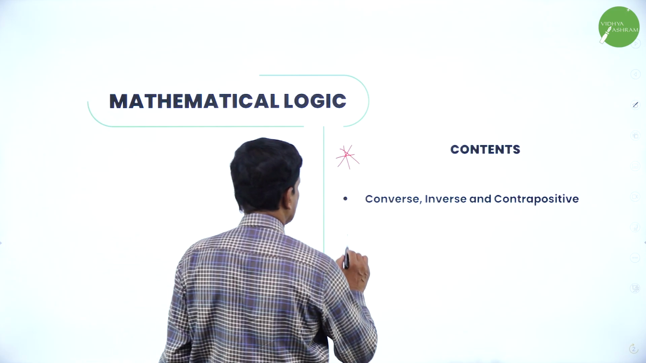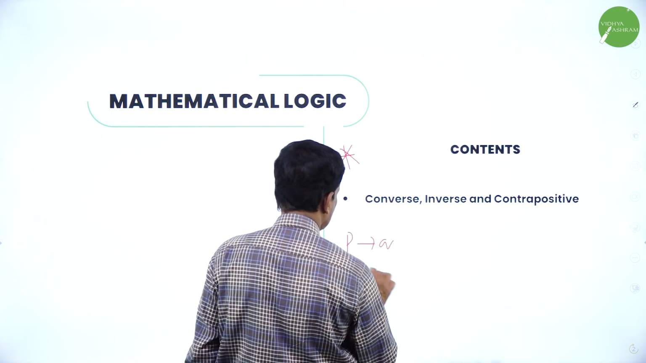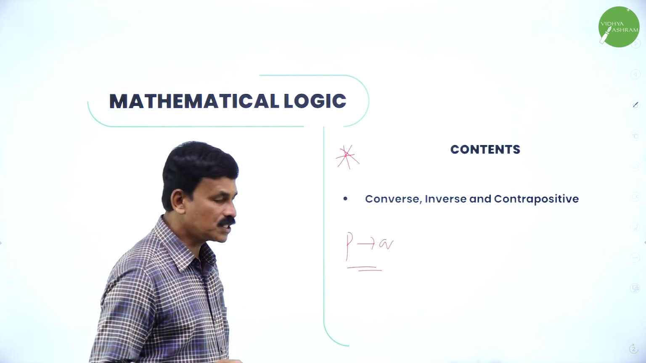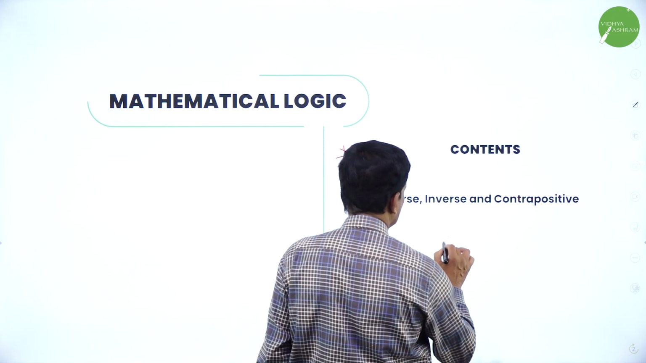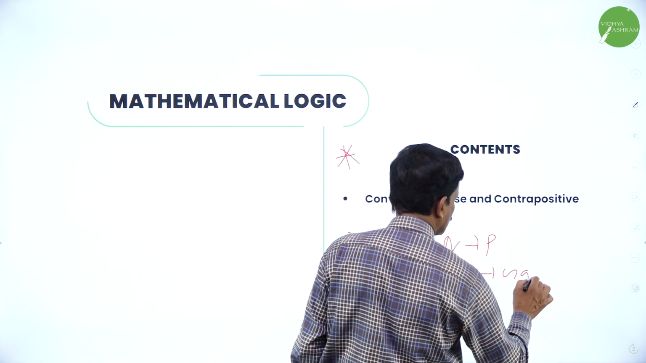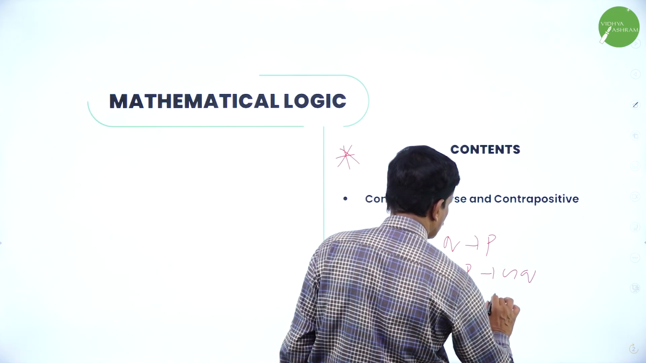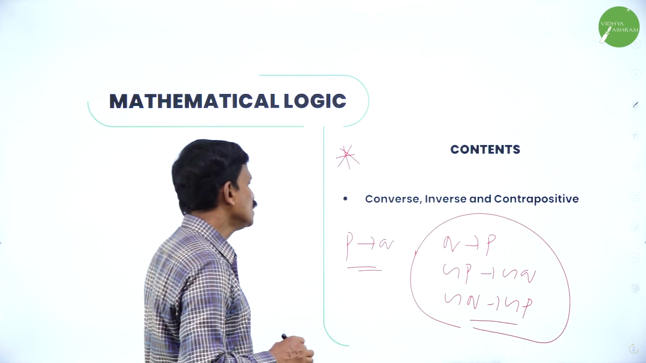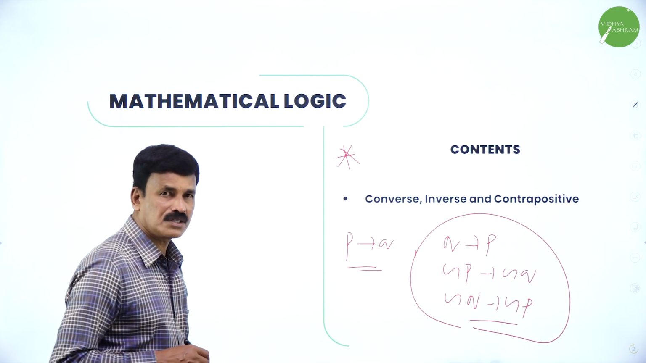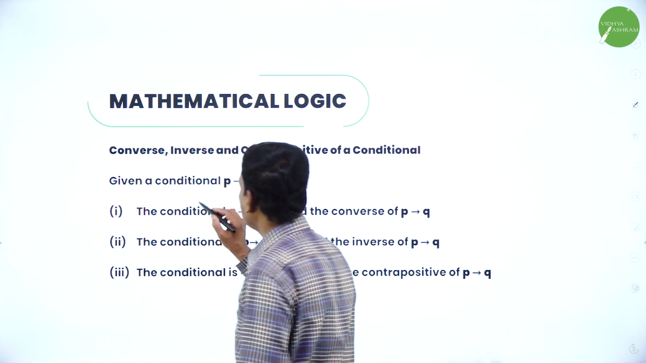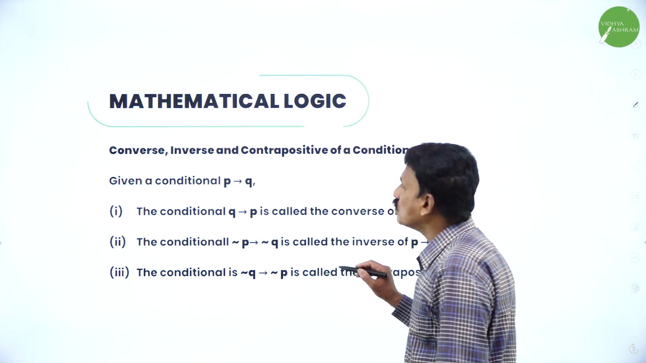Now for any given conditional statement, if P is conditional to Q, then Q conditional to P, negation of P conditional to negation Q, negation of Q conditional to negation P. So these are considered as converse, inverse and the contrapositive. Let us discuss in detail.